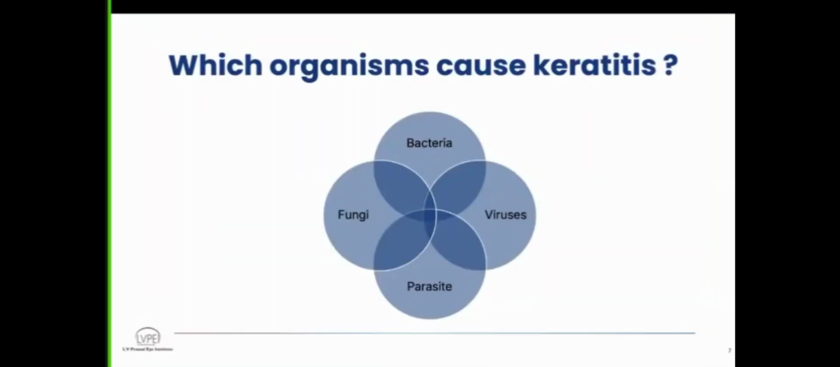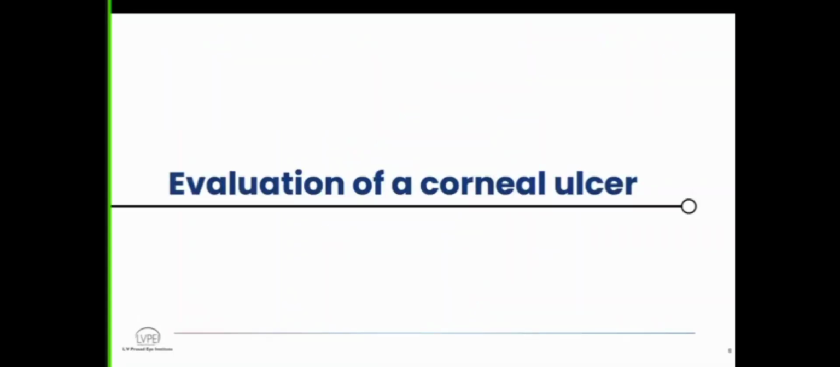So let us move to the next part, where we describe the different organisms which can cause corneal ulcers. Very commonly you would have seen bacteria, fungi, or parasites like Acanthamoeba, and viruses like HSV, which cause infectious keratitis as well as corneal ulceration. So, how do you evaluate such a patient? What do you think is the presenting complaint with which the patient will come to you?